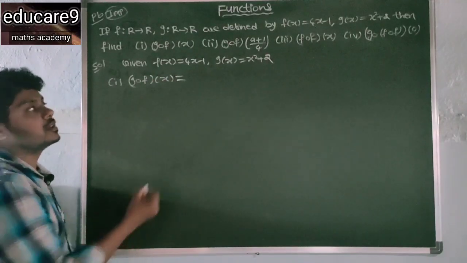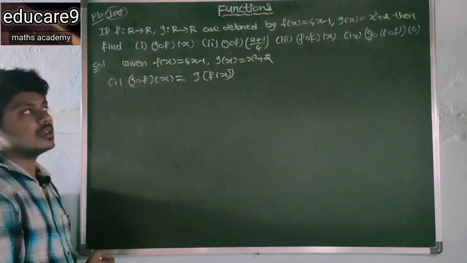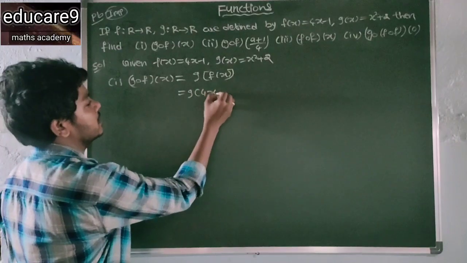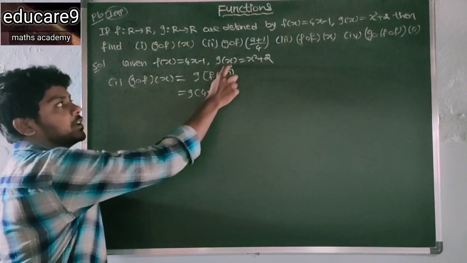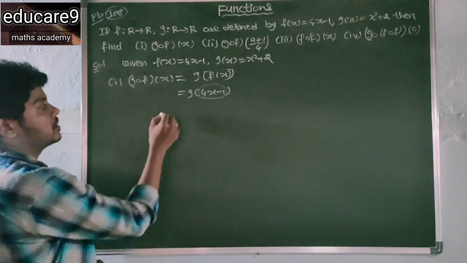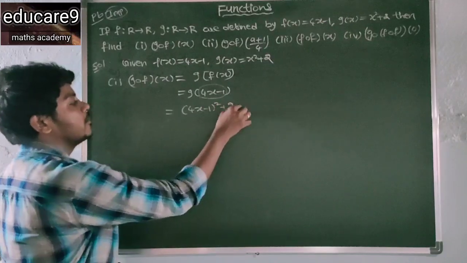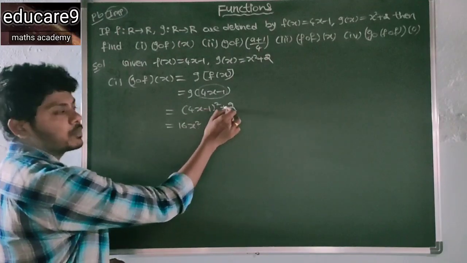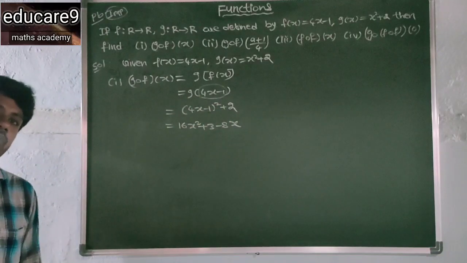So how to write this? g of f of x. Okay. Now what is f of x? 4x minus 1. So write 4x minus 1 and replace x by 4x minus 1 here. g of x is x square plus 2, but in place of x, 4x minus 1. So therefore, this can be written as (4x minus 1) whole square plus 2. So this is 16x square plus 1 plus 2 minus 8x, that is 16x square minus 8x plus 3. This is g circle f of x.